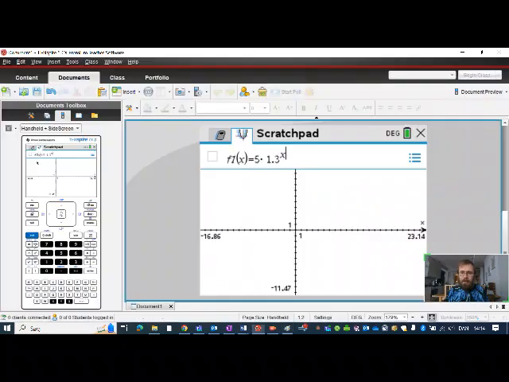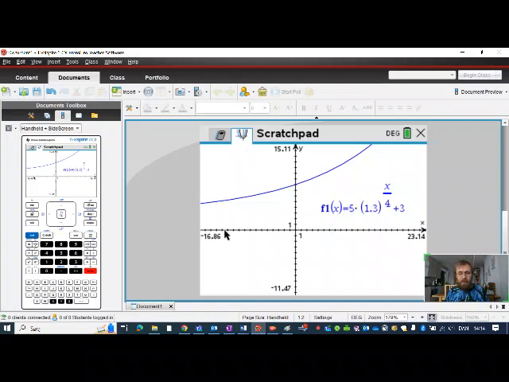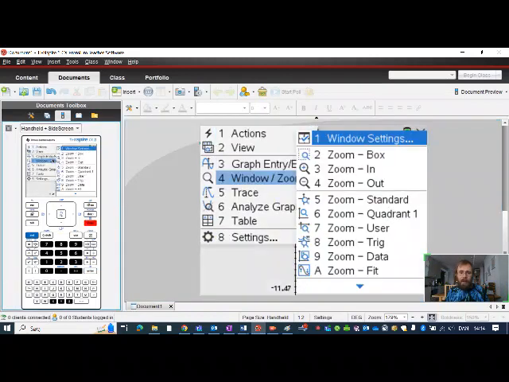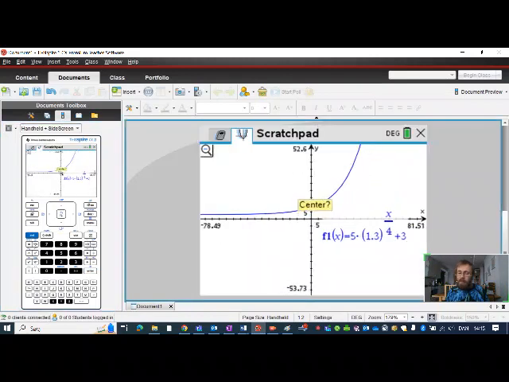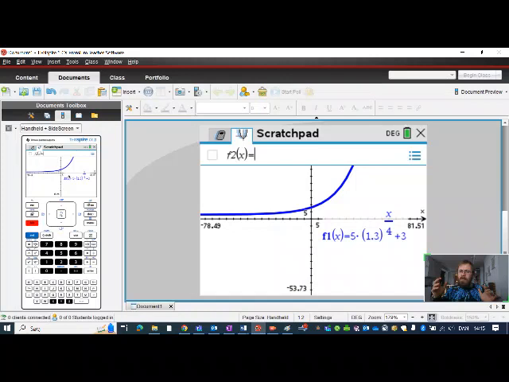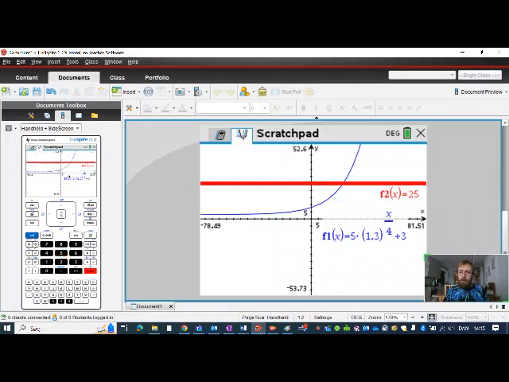And then let's try and type it in: 5 times 1.3 to the power x divided by 4, plus 3. Now, we want to know when this is equal to 25. Well, we have a tool to do this, and this tool is one that I'm going to be using again and again. So if you don't get it today, you'll have another chance to get it. I promise you that. What I'm going to do is say, okay, I want to know when it's equal to 25. Why don't I just put in a function that's equal to 25 all the time?